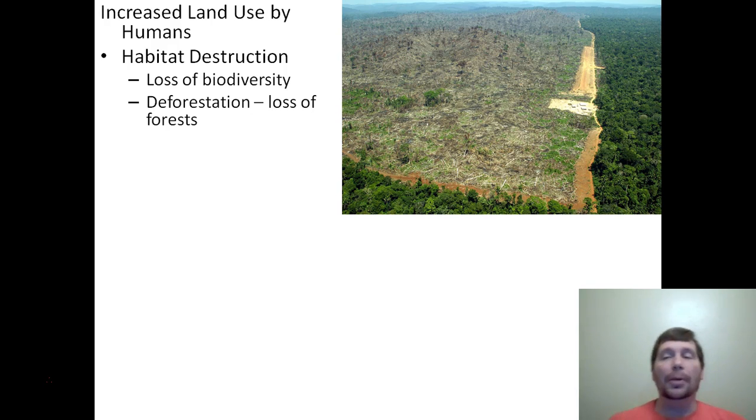Now, two big ways that we have a loss of habitat is deforestation. We go in and we cut down the forest and we either turn it into a farm or we turn it into houses because we need the land to feed a growing population. So this is one form of habitat destruction.